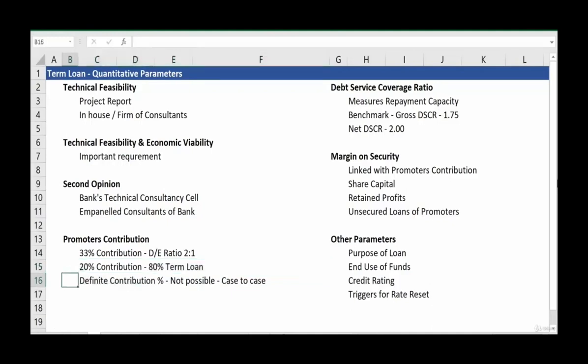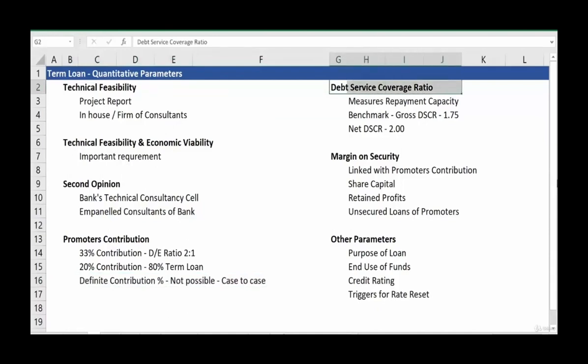There should be a definite contribution from promoters, but what should be the exact contribution level? The definite contribution level for promoters cannot be prescribed for all customers. It's going to be on a case to case basis, and here sanctioning authorities will have discretion to decide that contribution level. The next aspect is debt service coverage ratio.